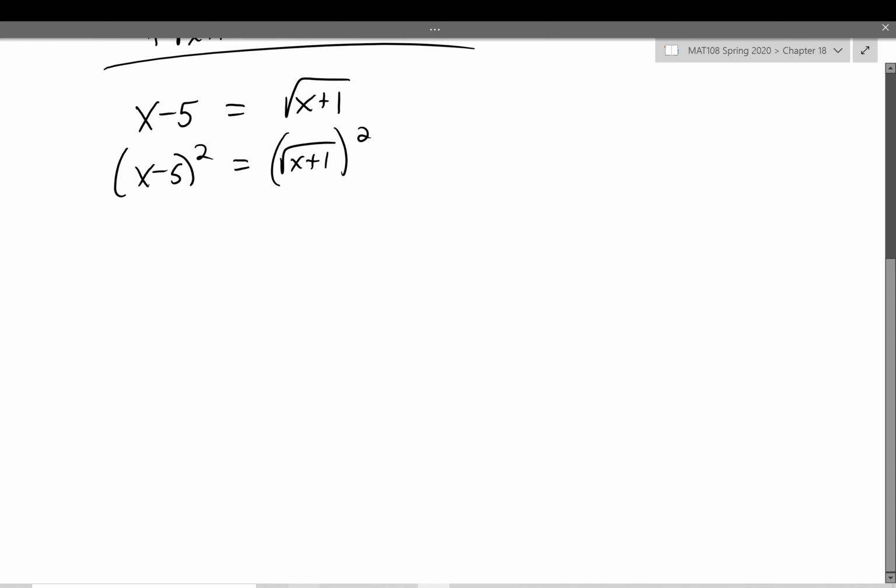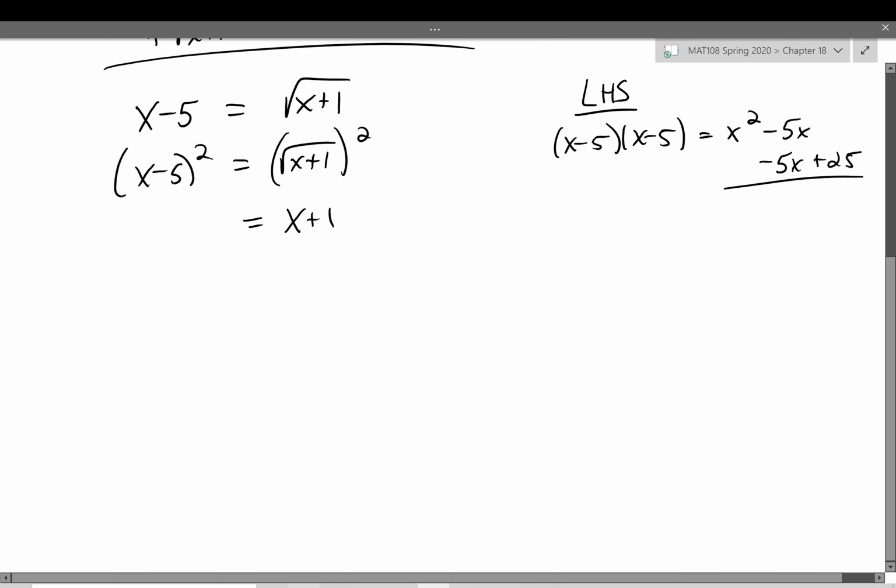So the right-hand side, that's really simple. I get x plus 1. Now remember, on the left-hand side, you have to take x minus 5 times x minus 5. And that's going to give me x squared minus 5x minus 5x plus 25, or x squared minus 10x plus 25. So that all goes on the left-hand side. So x squared minus 10x plus 25. Okay? So now I see the quadratic term.